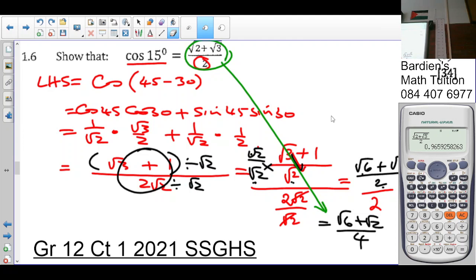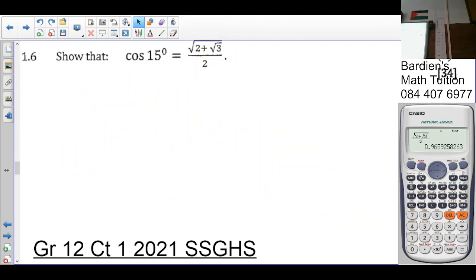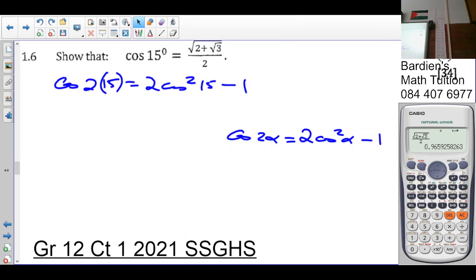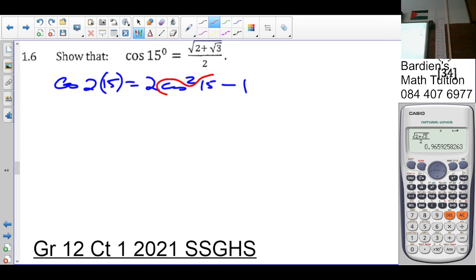Okay. But according to the memo, when I did it that time, I used actually the double angle. Okay, so it's 2 by 15. So what I'm going to do is I'm going to use the cos 2 alpha is equal to 2 cos squared alpha minus 1. But the alpha angle here is 15. So it's cos of 2 times 15 equals 2 cos squared 15 minus 1. Okay. So now I'm going to make cos 15 the subject of the formula.